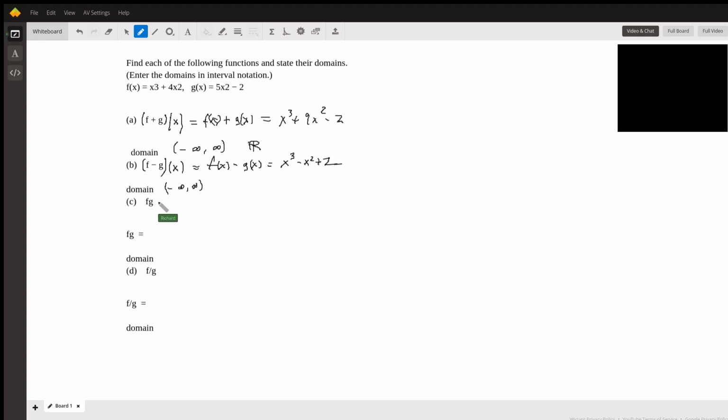F g is not supposed to be written like that. It's supposed to look like f with a closed dot g of x, like that. That's the proper way to write it. And you could write it also as f of x times g of x. And this just gets a little bit tricky. x cubed plus 4x squared, not particularly difficult. Just going to multiply these two polynomials.